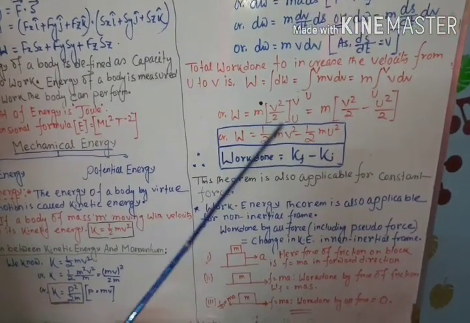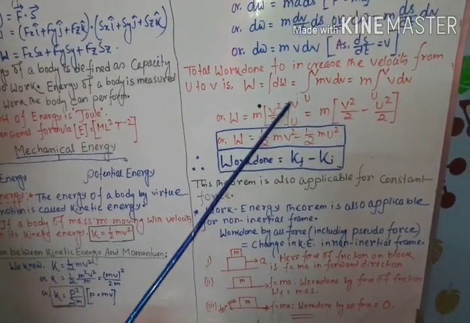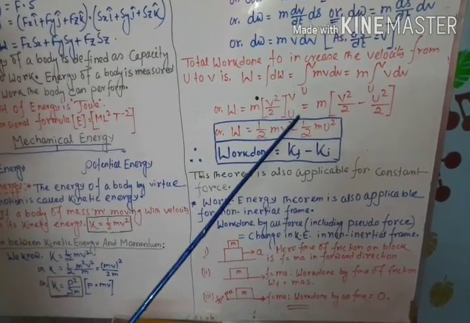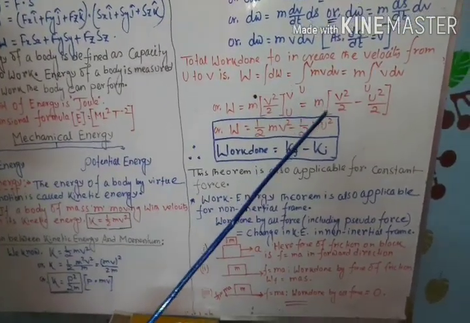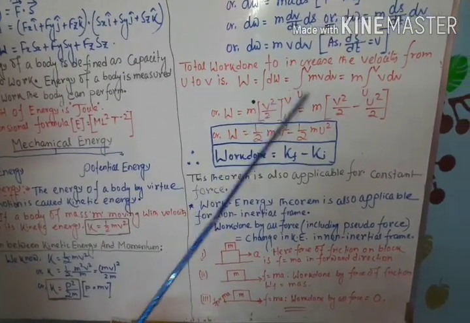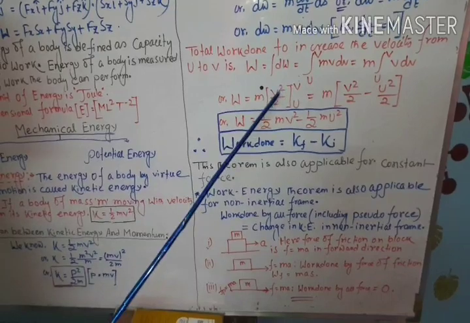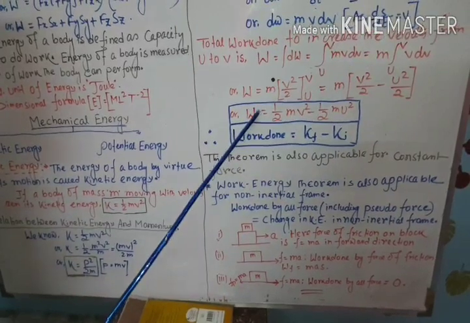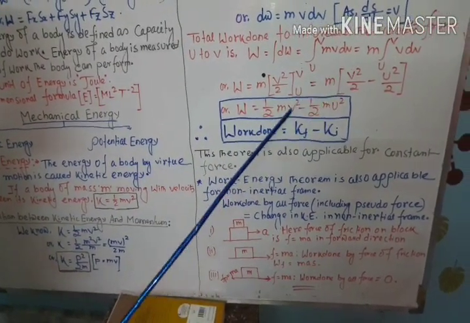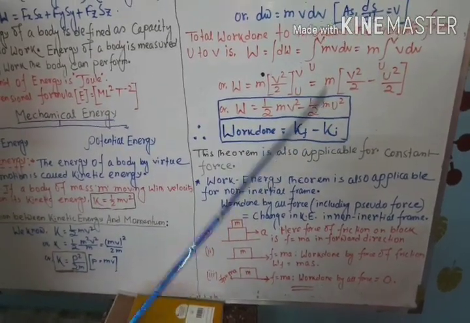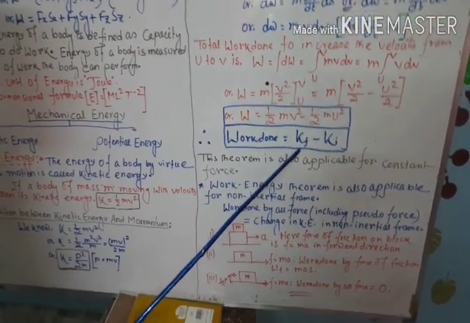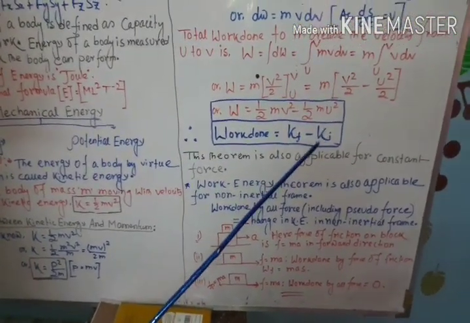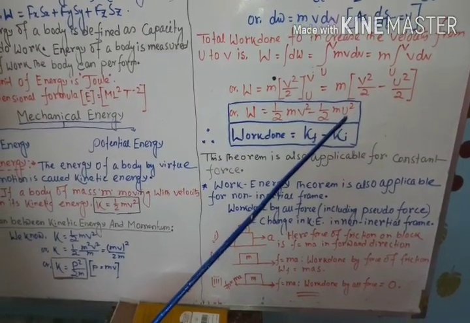So now how can you put the values of these two limits? First you have to put the upper limit, then a minus sign, then the lower limit. So therefore m within bracket, upper limit of v is v, that's why v square by 2, then minus, lower limit of v is u, that is u square by 2. So from here we can write W equal half mv square minus half mu square. Half mv square is the final kinetic energy, because v is the final velocity, and half mu square is the initial kinetic energy, because u is the initial velocity.